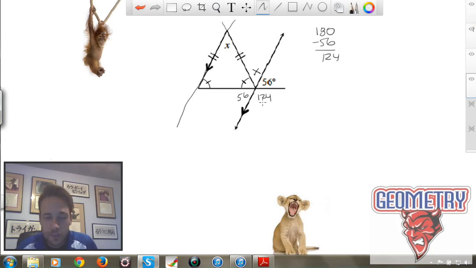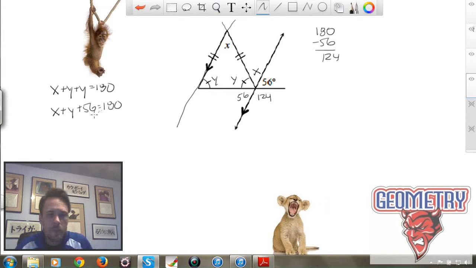I'm going to solve this using a system. It may not be the easiest way, maybe there's another way. I don't know what these are, so I'm going to call them y. I know that x plus y equals 180, because the three angles in a triangle have to equal 180. It's the triangle sum theorem. I also know that x plus y plus 56 equals 180. So let's write that out: x plus y plus 56 equals 180.